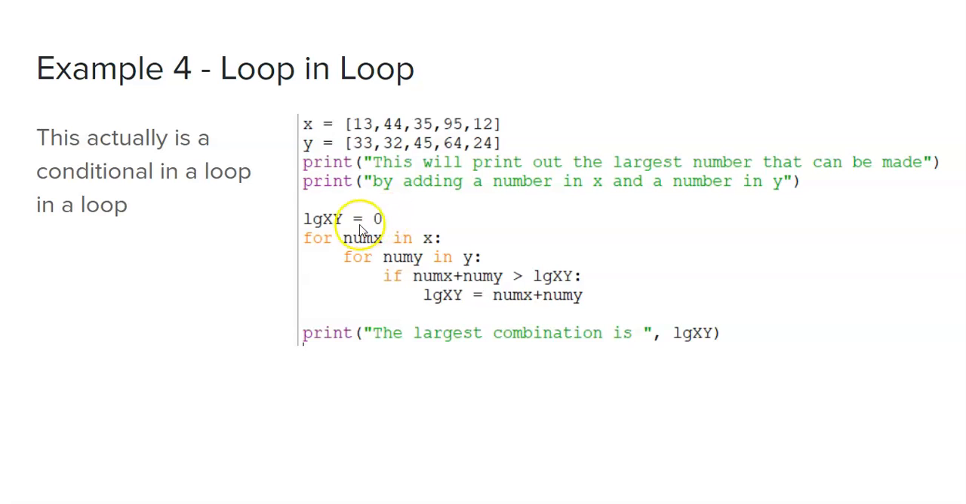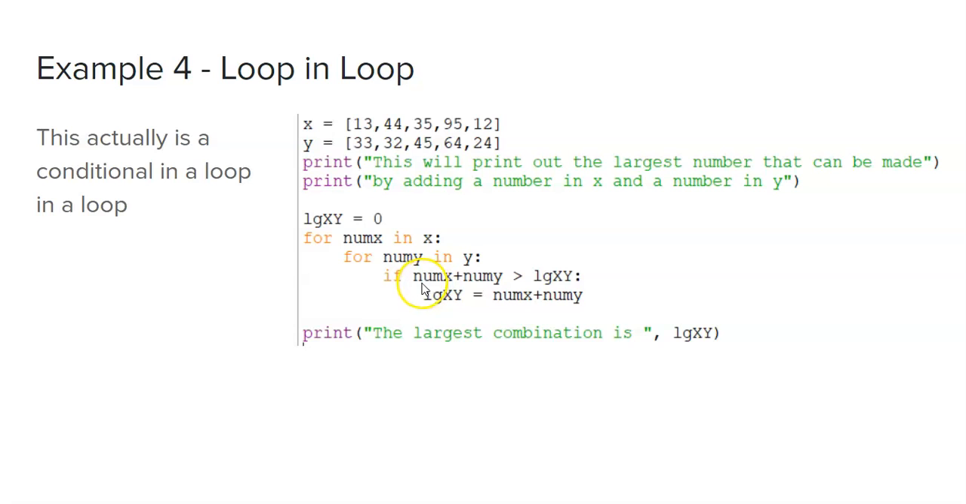The way it's going to do that is I'm going to have a little placeholder variable called lgxy, and it's going to loop through x. And as it loops through x, it's also going to loop through y. So it's going to check 13 plus 33, 13 plus 32, 13 plus 45. Once it's done with all of the y's, once it gets through 24, then x is going to go to the next number, 44, and it's going to check 44 against 33, 32, 45, 64, 24, and so on, all the way through.